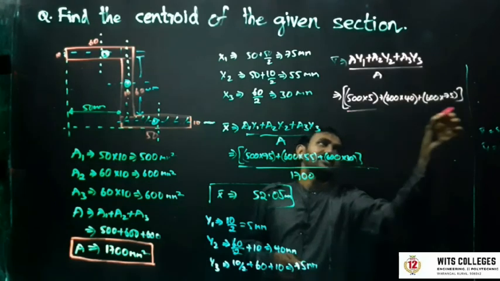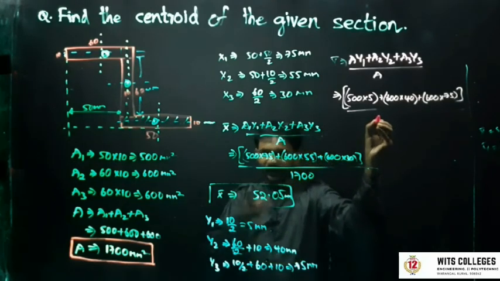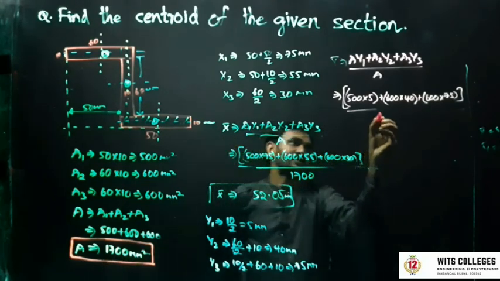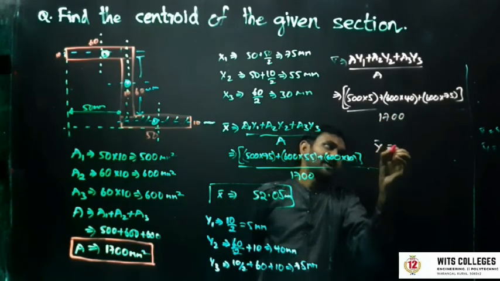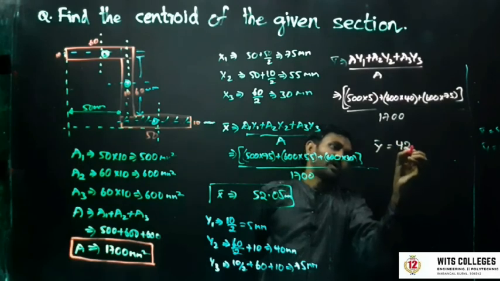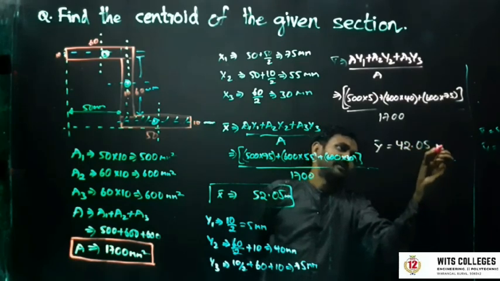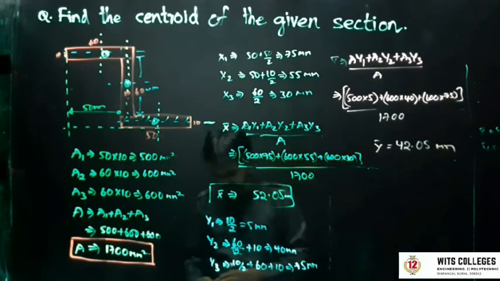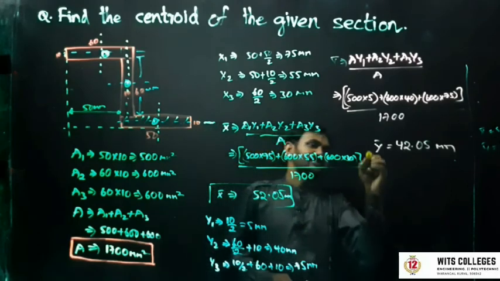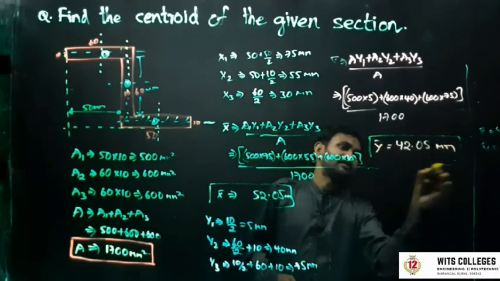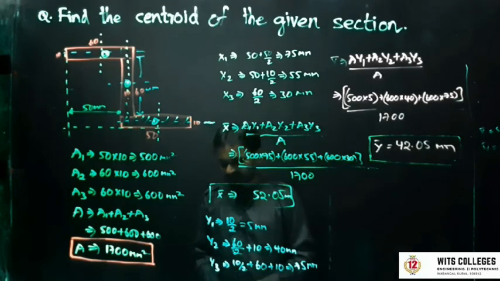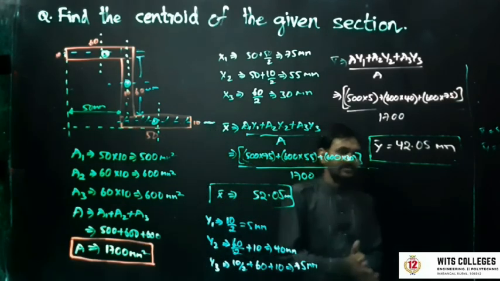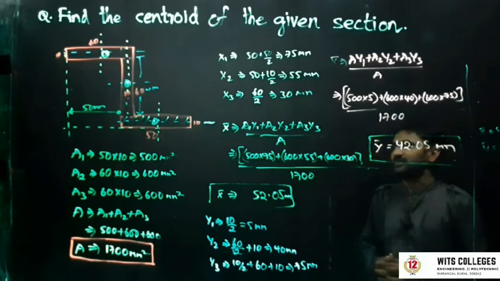So from this divided by, what is the value of capital A? Capital A I got over here, so that is 1700. So I get y bar value as 42.05 mm. Yes, 42.05 mm is my y bar. So like this we have to calculate centroidal distance of x bars as well as y bars.